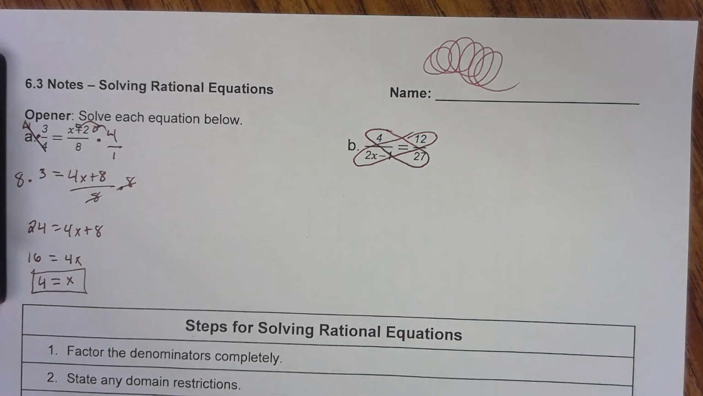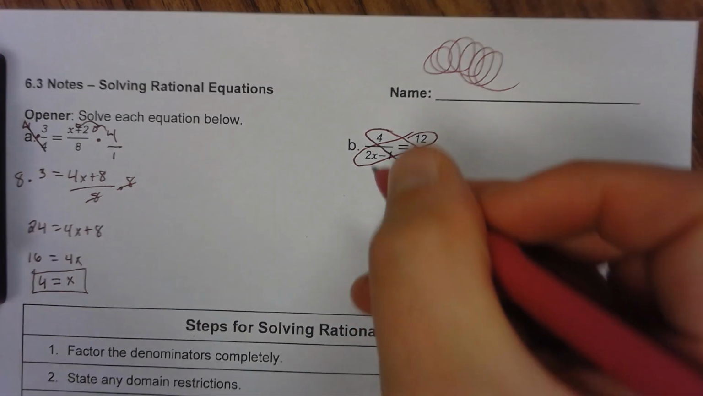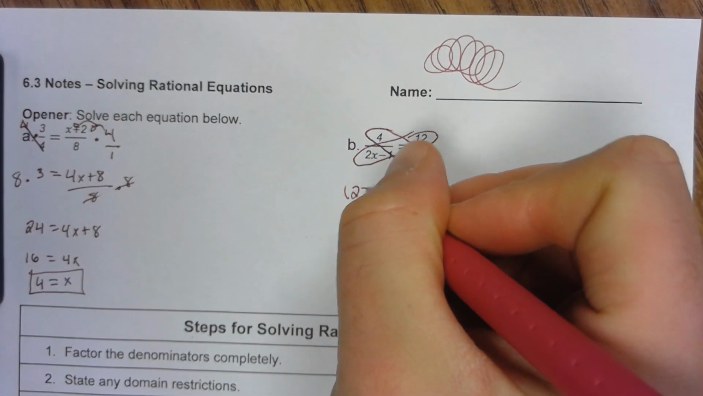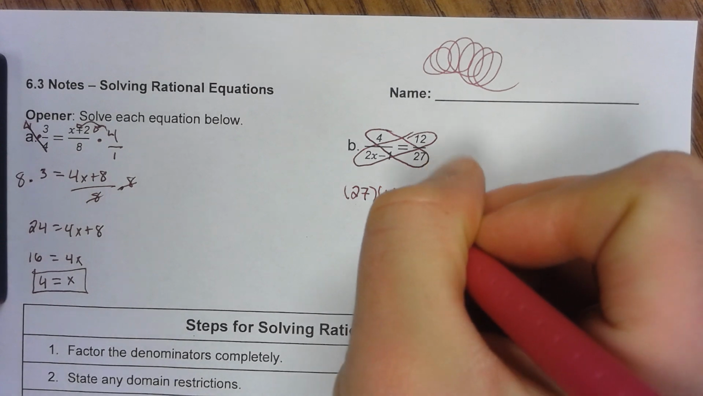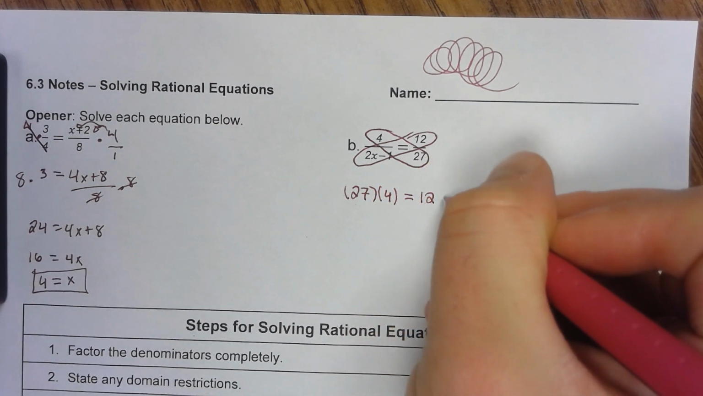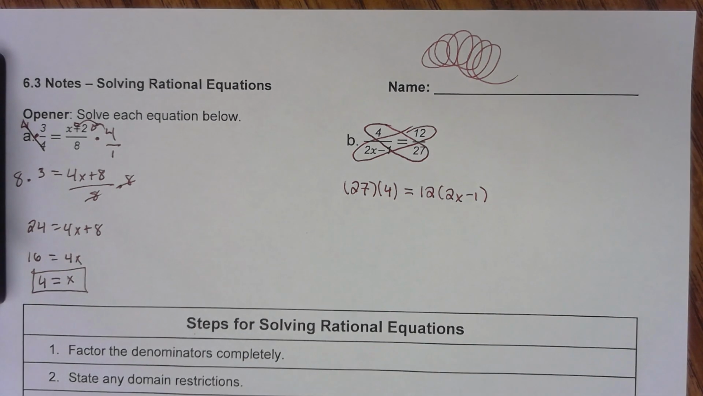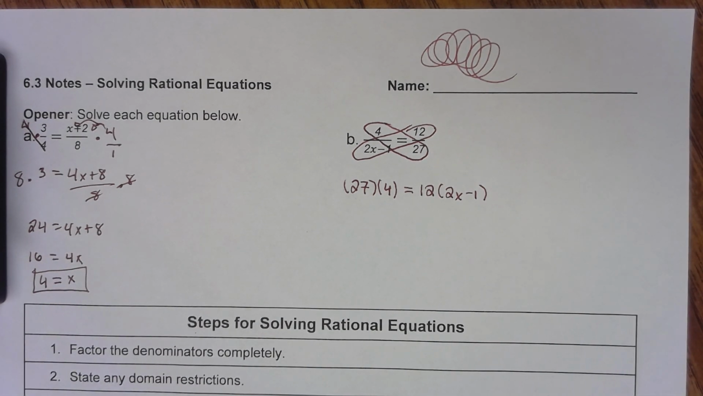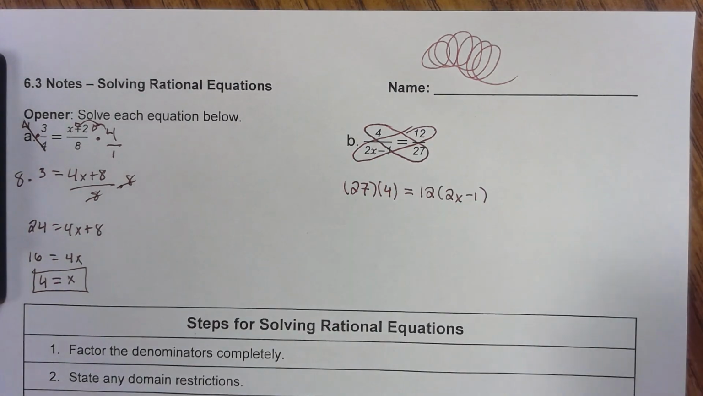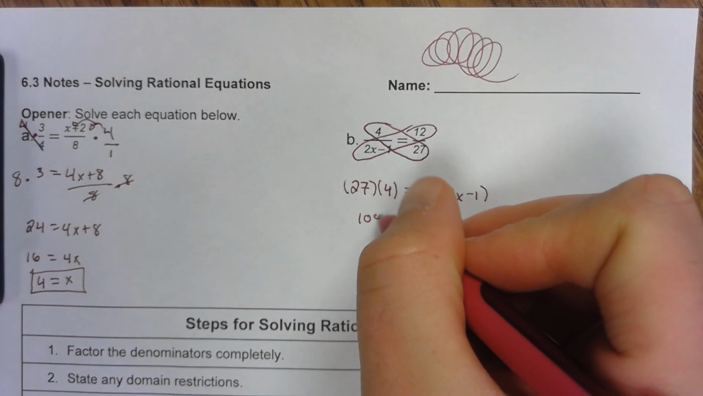4 times 27, that would be 108. So actually, let's write it like this so we just see where it comes from. 27 times 4 equals 12 times 2x minus 1. Okay, so that's what cross multiplying would look like. Again, just getting rid of the division in one step. 27 times 4, that's 108.